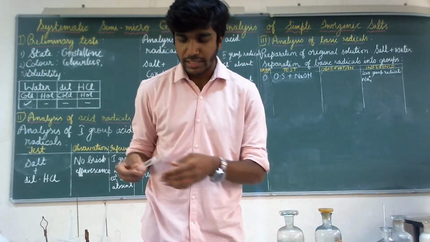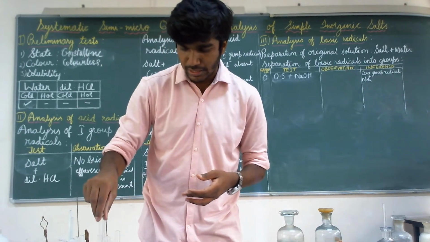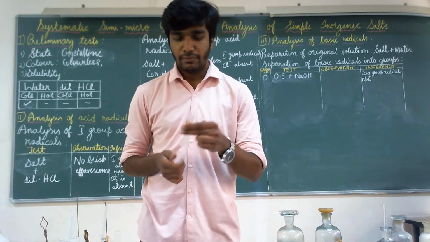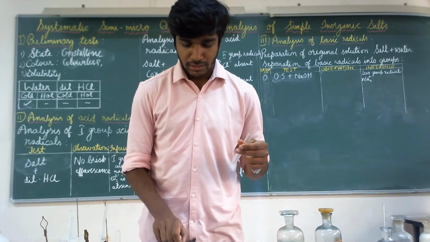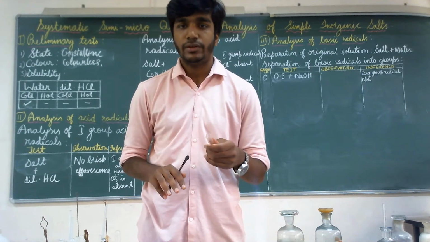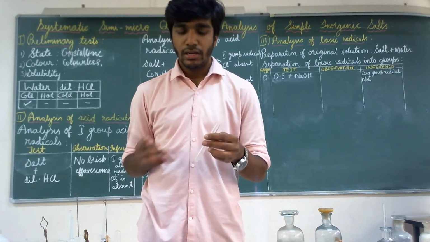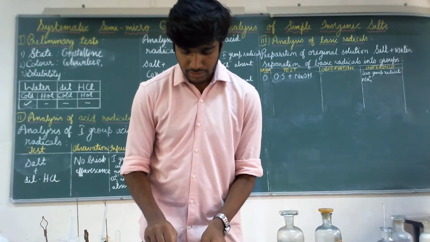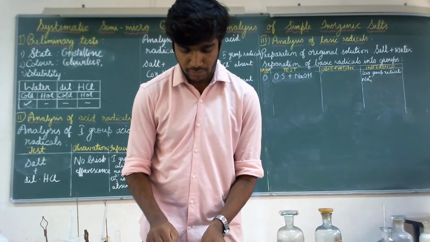So the test for third group acid radical is again very simple. What we'll be doing is taking a small quantity of the salt and making a solution out of it, meaning we'll be making salt solution. To the salt solution, we'll be adding barium chloride solution. Okay. So first, let's take a small quantity of salt.